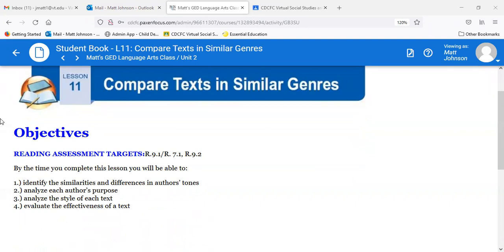So by the time we complete the lesson today, we will be able to identify the similarities and differences in authors' tones, which we've looked at before, analyze each author's purpose, analyze the style of each text, and evaluate the effectiveness of each text. So, sort of combining those lessons we've been working on, whether style and tone, identifying a purpose, all of that, now comparing two texts and evaluating each.